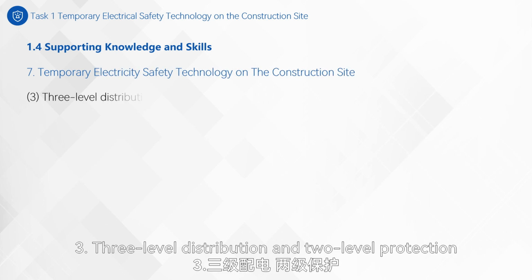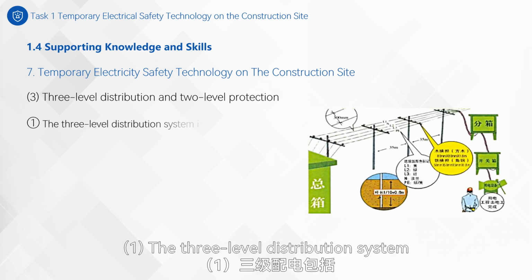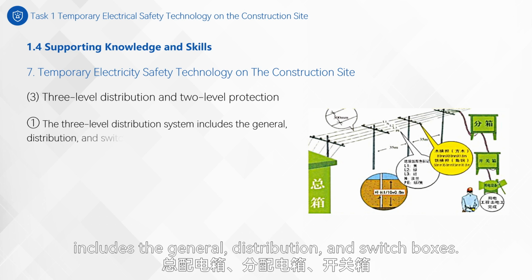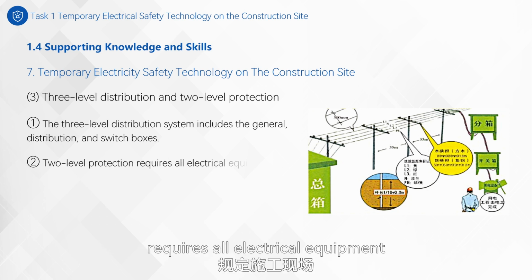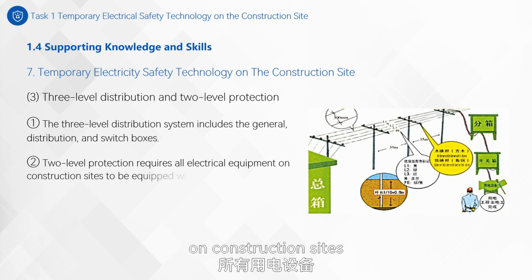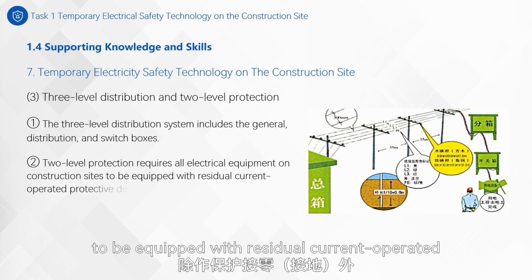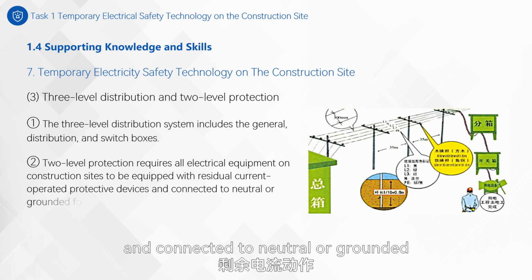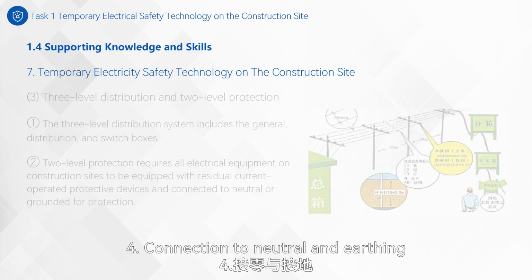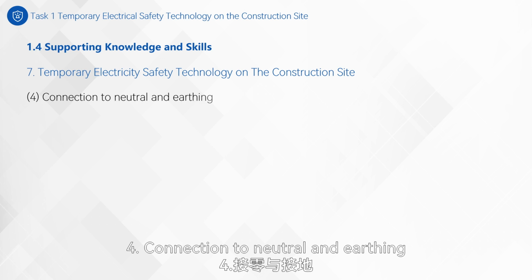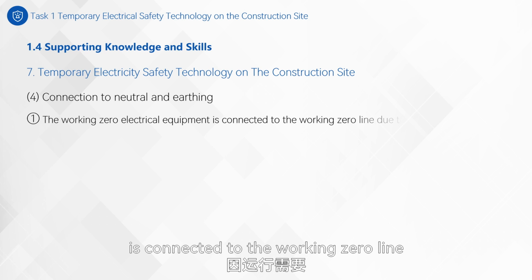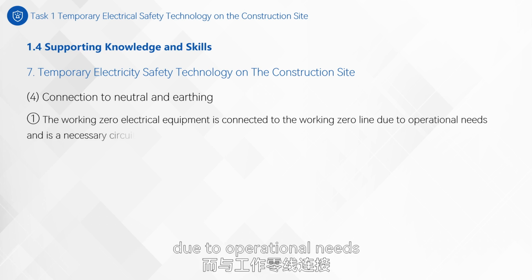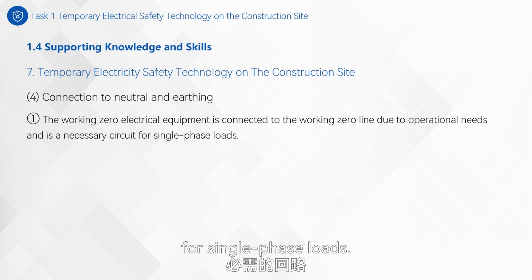3. 3-level distribution and 2-level protection. 1. The 3-level distribution system includes the general, distribution, and switch boxes. 2. 2-level protection requires all electrical equipment on construction sites to be equipped with residual current-operated protective devices and connected to neutral or grounded for protection. 4. Connection to neutral and earthing. A. The working zero electrical equipment is connected to the working zero line due to operational needs and is a necessary circuit for single-phase loads.